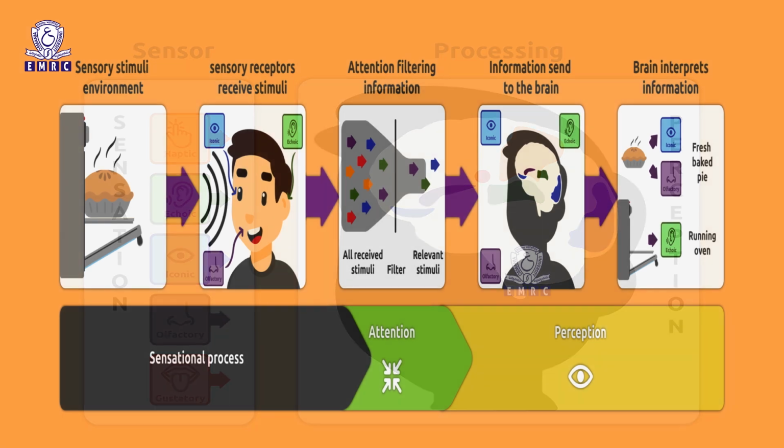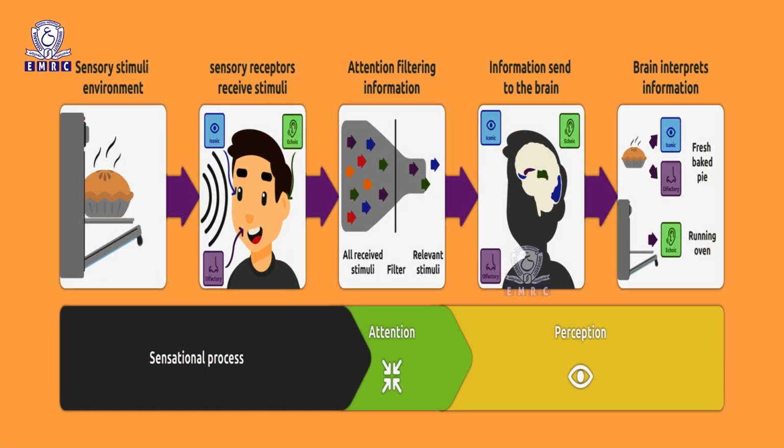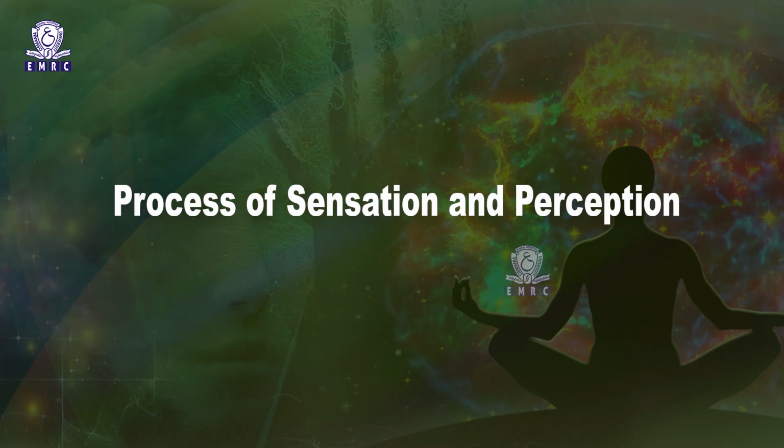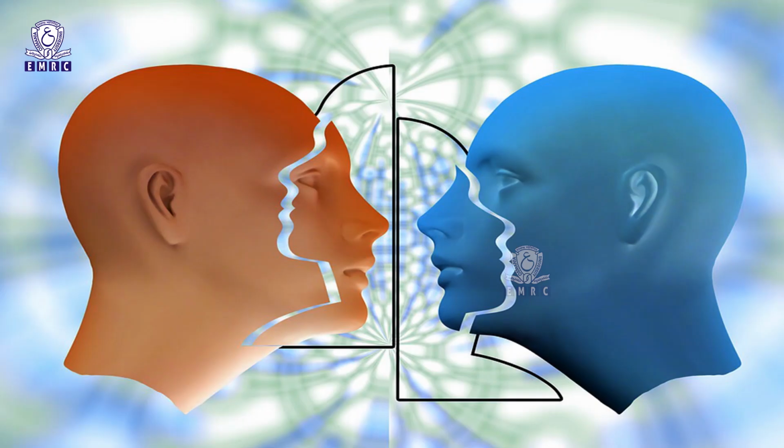That means perception is the interpretation of the sensation which we experience, and between the sensation and perception there is information processing which happens and then we interpret it. Now, let us talk about the process of sensation and perception: the transition from sensation to perception in a more complex and interactive way.